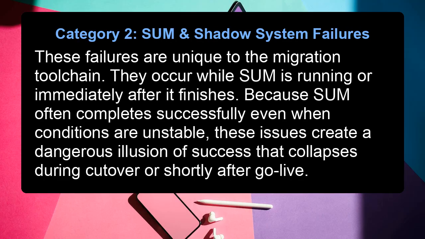Category 2: SUM and shadow system failures. These failures are unique to the migration toolchain. They occur while SUM is running or immediately after it finishes. Because SUM often completes successfully even when conditions are unstable, these issues create a dangerous illusion of success that collapses during cutover or shortly after go-live.